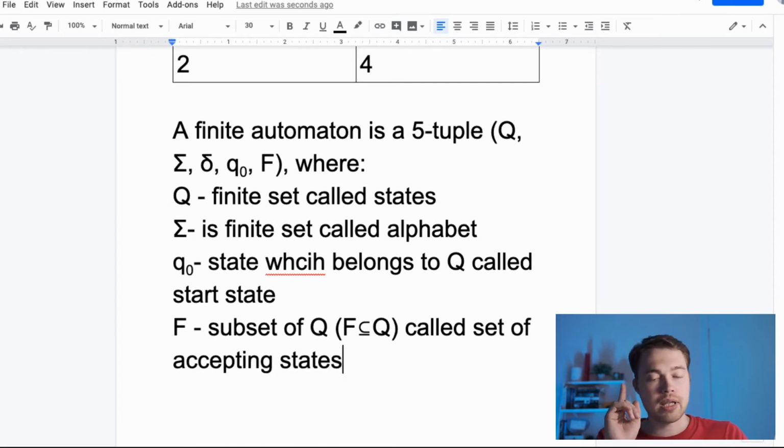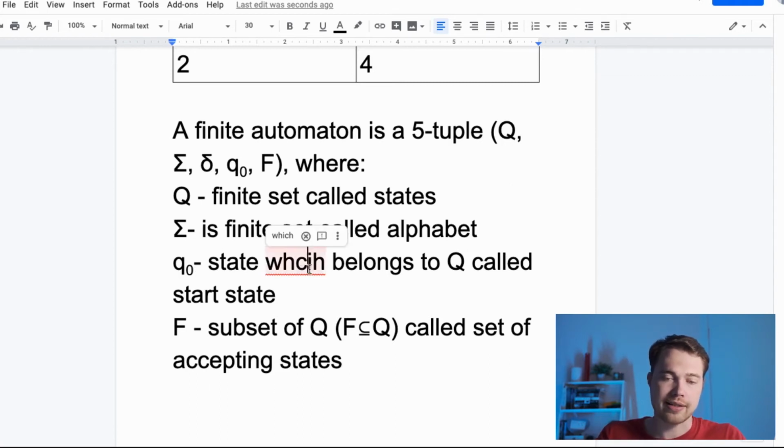Keep in mind that it's a subset, and Q is finite, which means F is also finite. Does that mean it's possible that F is empty? Yes, the answer is yes. It's possible that F is empty, which means there are no accepting states. Q0 though has to exist. It is a state, so it's one single state. And now let's talk about delta. Delta is going to be the transition function.